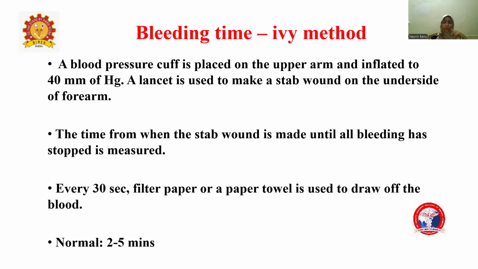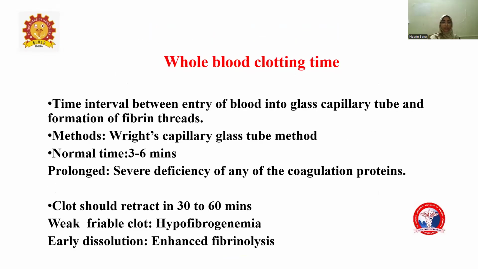Then bleeding time using the IVY method: a blood pressure cuff is placed on the upper arm and inflated to 40 mm of mercury. A lancet is used to make a stab wound on the underside of the forearm. The time from when the stab wound is made until all bleeding has stopped is measured. Every 30 seconds, a filter paper or paper towel is used to draw off the blood. Normally it is 2 to 5 minutes.